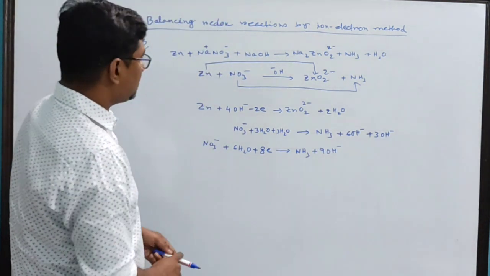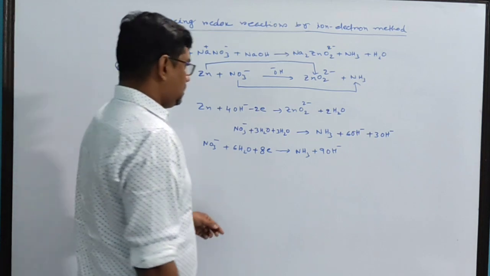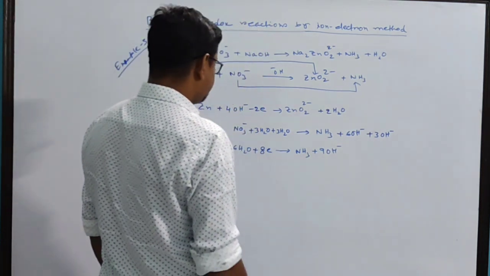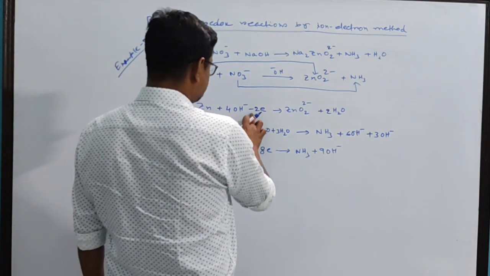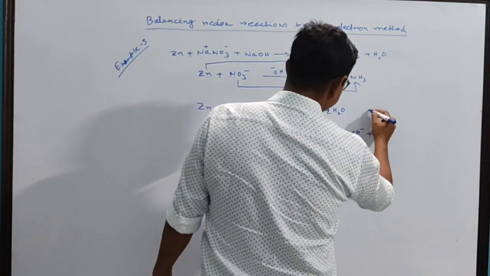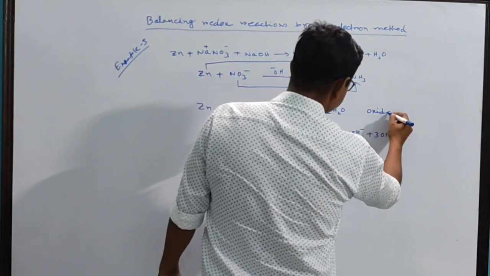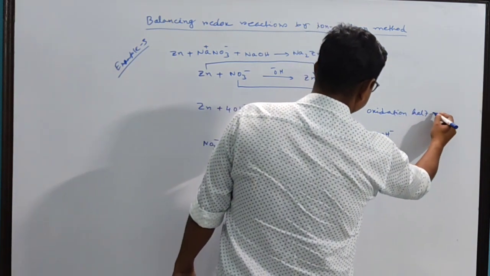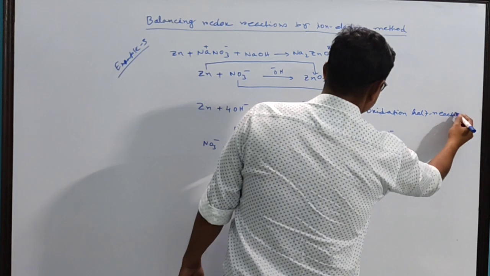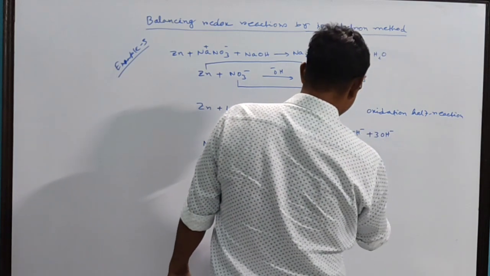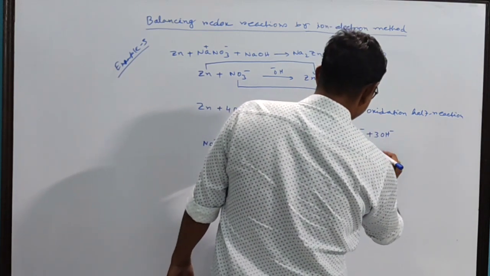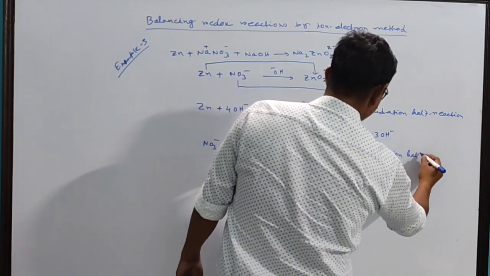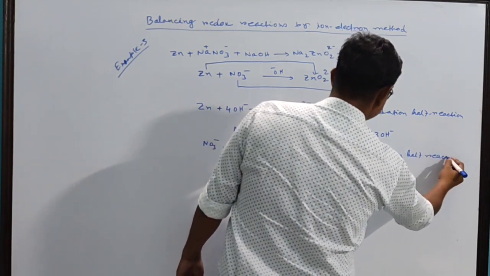Okay, now the half reactions are balanced. So we can assign the half reaction type. Here electrons are subtracted, so it will be the oxidation half reaction, and this one will be a reduction half reaction.